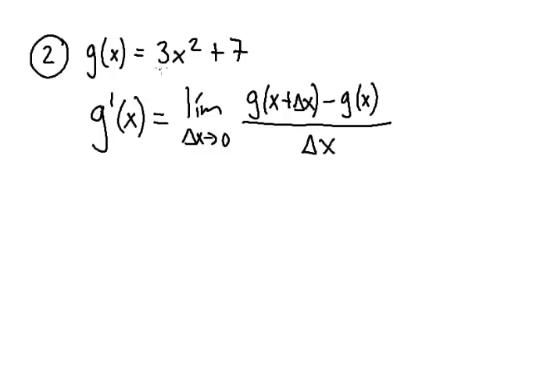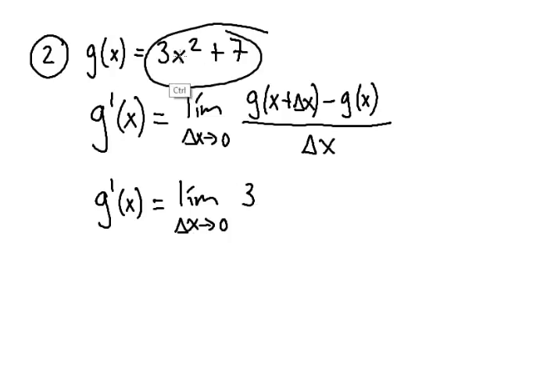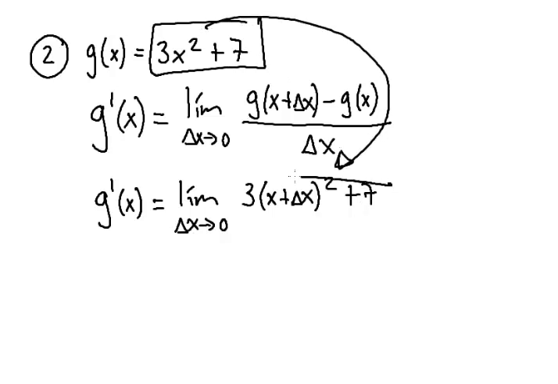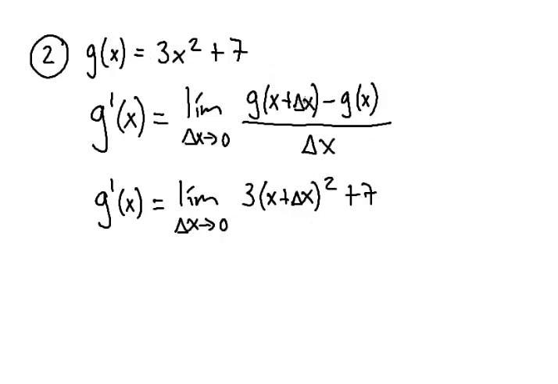Now I'm going to substitute. So this thing is going to substitute the x inside parentheses. So I'm going to put g prime x equals limit as delta x approaches 0 of 3, copying from the original function, but instead of x, I'm going to use x plus delta x. So x plus delta x inside parentheses. Notice that this thing is squared, so I'm going to square plus 7 because there is a plus 7. So I copied the whole thing, okay? So I have the whole thing in here, but instead of x, I have x plus delta x.